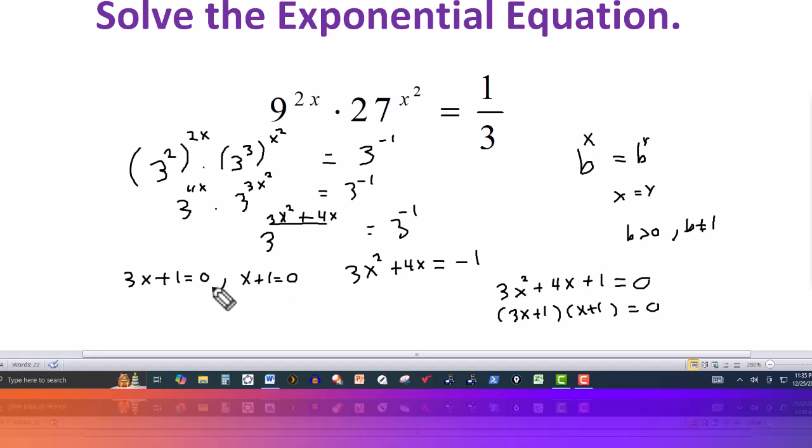So bring the 1 over to this side for the first one here. That's negative 1 divided by 3. One solution could be negative 1/3. Add negative 1 to both sides for the second equation, which gives me x equal to negative 1. So the two solutions for this one are x equal to negative 1/3 and negative 1. And you can always go back and plug into the original equation to make sure they are solutions. I'll let you do that.